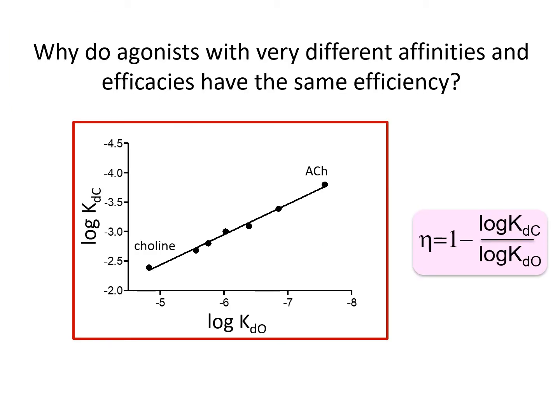So the central question that we want to answer is, why do agonists with very different affinities and efficacies have the same efficiency? This was discussed in the last video. There is just an empirical observation that there's a correlation between the low and high affinity equilibrium dissociation constants on a log-log scale, and many agonists fall on this line independent of their efficacy and their affinity. And that relationship relates to efficiency, which is defined as 1 minus the log equilibrium dissociation constant ratio. So the question is, what is the mechanism that determines that all these agonists have the same binding energy ratio?